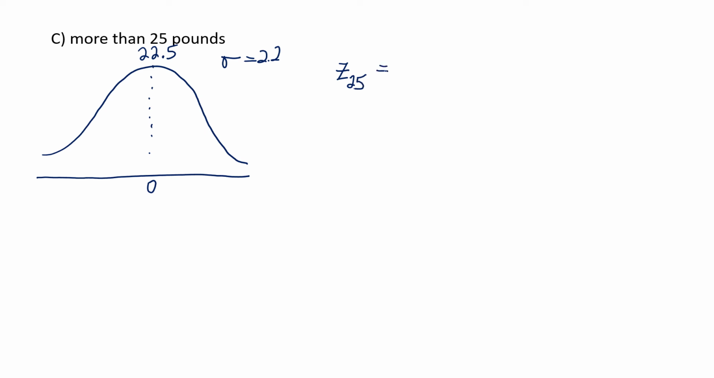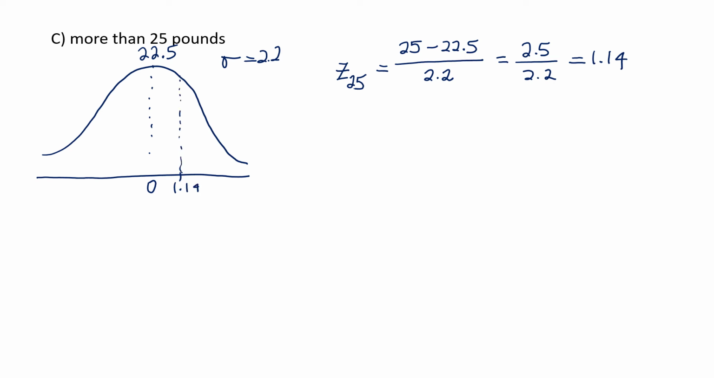The formula tells us that's the data item, so that's 25 minus the mean, which would be 22.5, and divide that by the standard deviation, which is 2.2. In the numerator, 25 minus 22.5, that's 2.5. Still divide by 2.2, and that gets us to 1.14. Let's draw that on our graph. 1.14 would be to the right of the 0. Let's go up and draw a dashed vertical line, and I'll write 25.